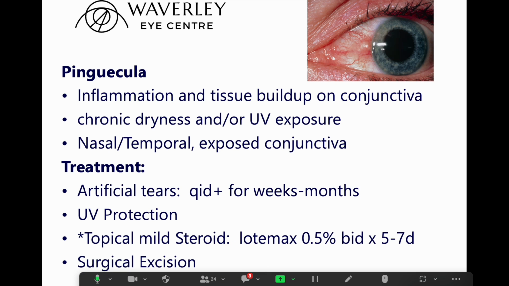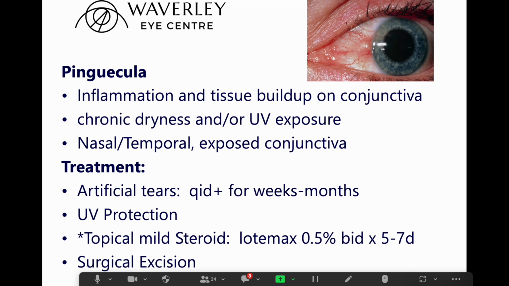So pinguecula is an inflammation or tissue buildup on the conjunctiva. The cause is chronic dryness or UV exposure to the elements. I describe it to patients almost like building up a callus. That tissue is irritated, and the body says, we want to protect the eyeball, so we're going to grow some more tissue in that spot and have some more blood vessels. So you'll have this raised nodule.